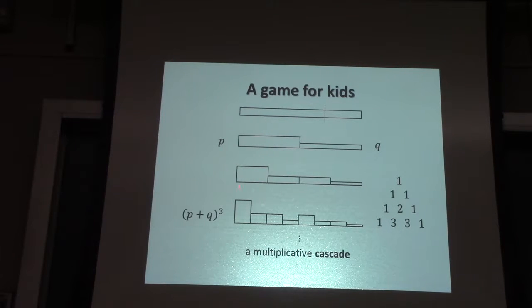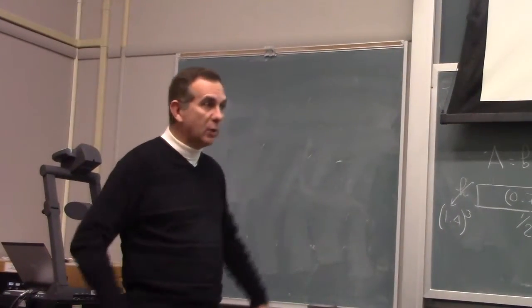P, Q, how much mass is there here? Oh, P of P. How much is P of P? P squared. How much mass is there here? Oh, it's Q of P, so PQ. PQ, Q squared. So, P squared plus twice PQ plus Q squared. This should ring a bell of things that you have seen before. I'm doing this quickly so that you realize that you can compute. I don't want to spend the time doing the calculations, but things can be computed.